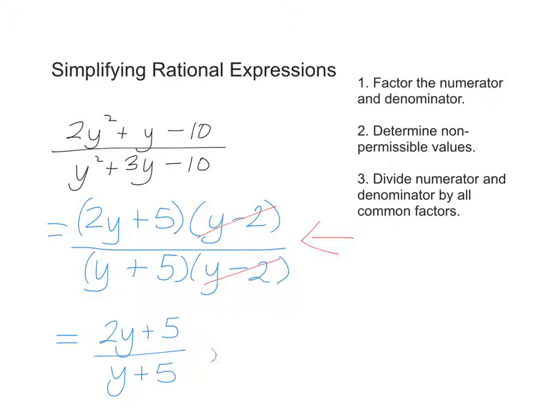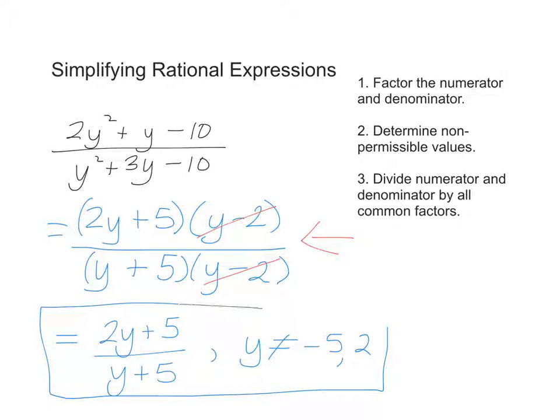The other part that I need in my answer is the non-permissible values. And like I said, we're going to get those from up here. So the numbers that make this denominator equal to 0: y cannot equal, from this factor, -5. And from the second factor, 2. All of that together makes up the answer for that simplified expression.